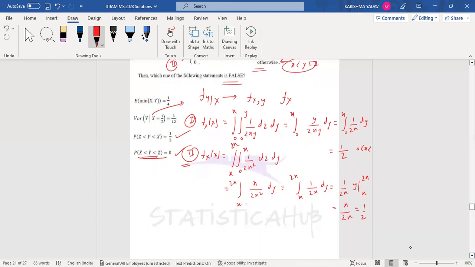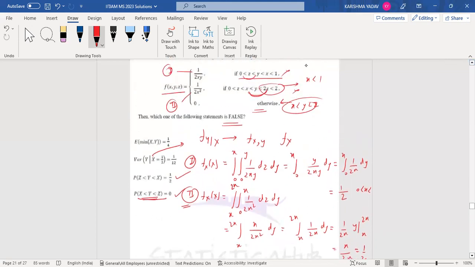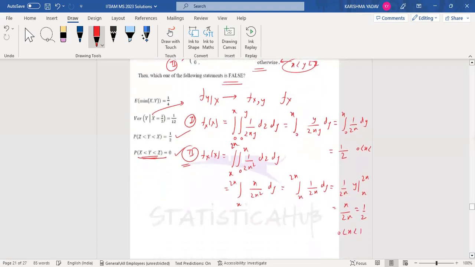I got my f of x. Okay, for the region 0 to 1, as all these three things, that is x, y, z, in both the regions are lying between 0 to 1. They are lying between 0 to 1. Okay, so the marginal of both of these is 1 by 2 and lying between 0 to 1. Okay, so can I erase this page? I can just erase it because we have to find a joint distribution of x and y.